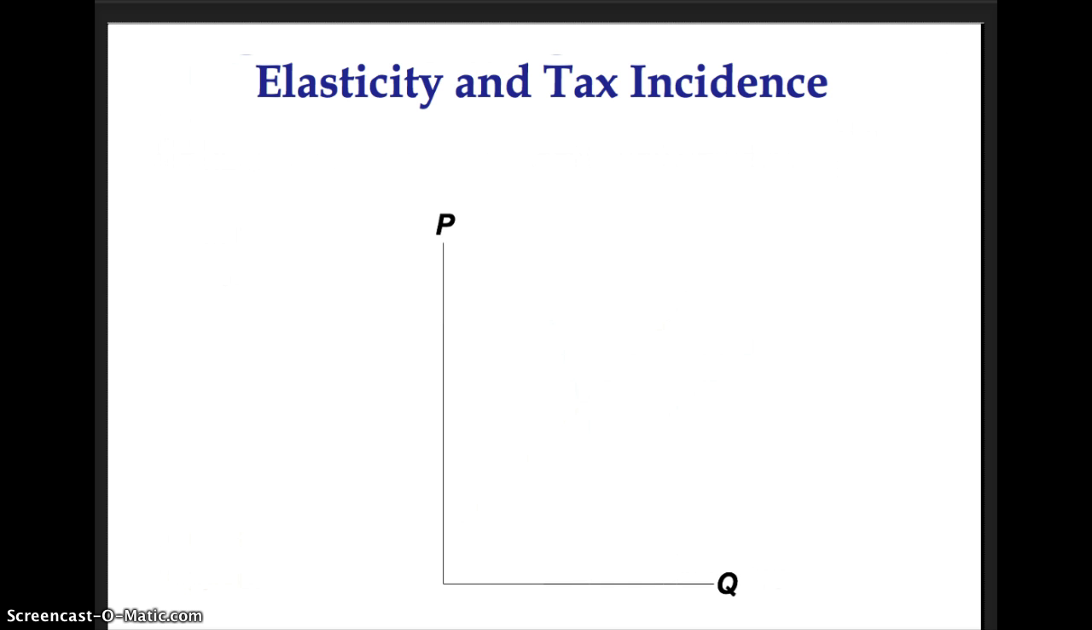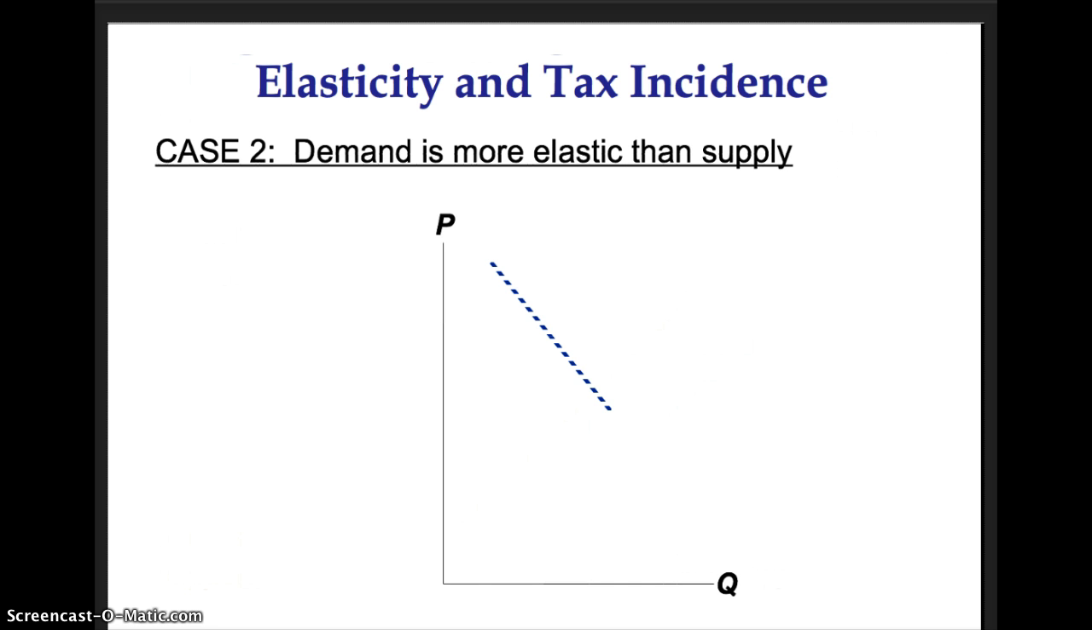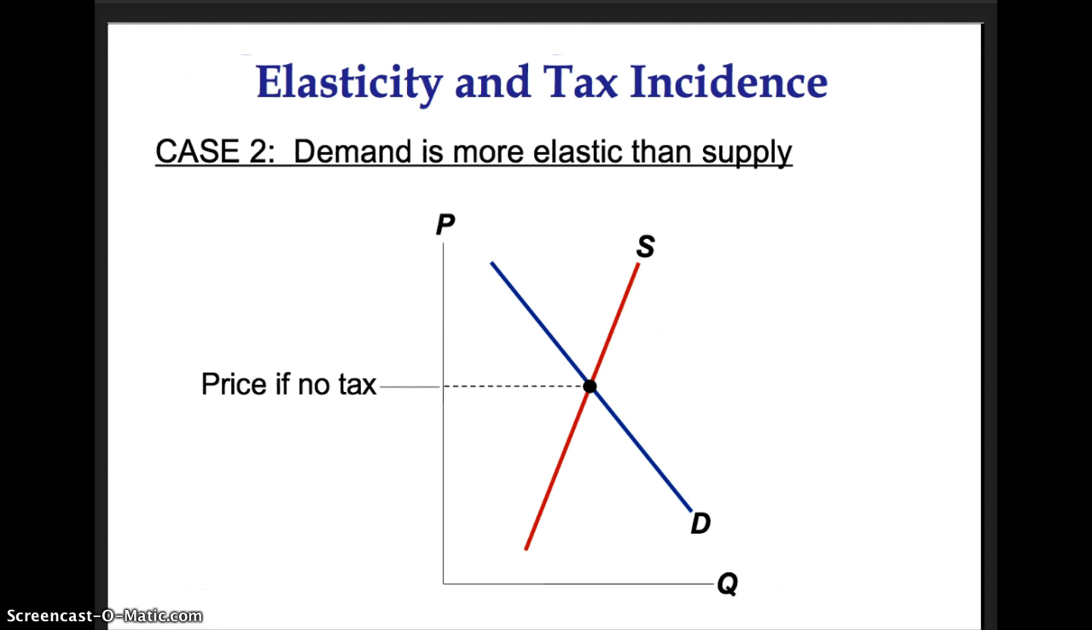Suppose that demand is more elastic than supply. Notice that the demand curve is drawn relatively flatter than the supply curve. Remember, elastic means responsive. We can see where equilibrium price would be without the tax.